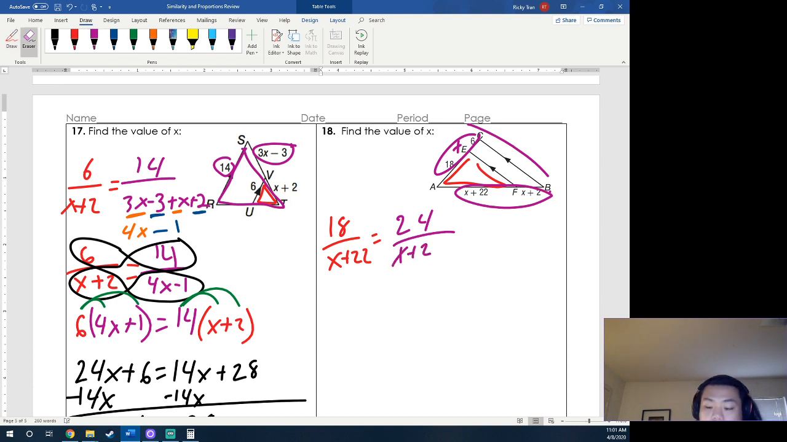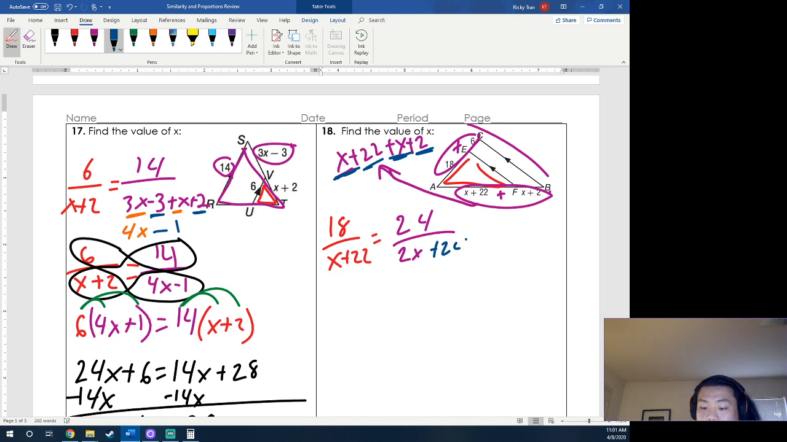You know what? I'm going to write it up here before we do that. We have x plus 22 plus x plus 2. Okay, we're going to add these. So we have x plus x, or 2x. Then we have 2 plus 22, which is 24.